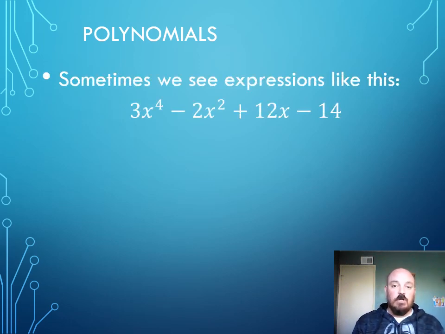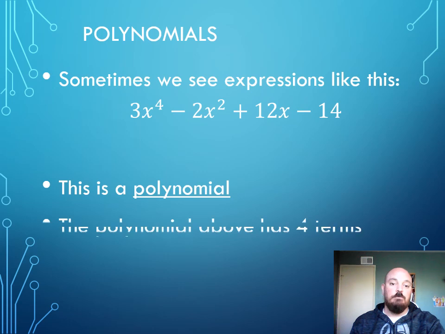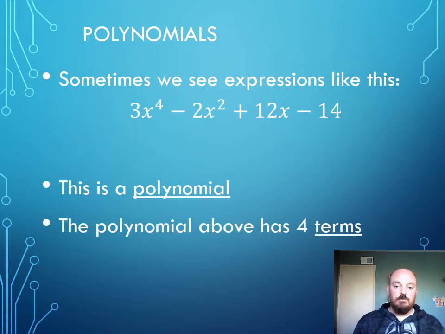So sometimes in problems you see an expression like this, 3x to the fourth minus 2x squared plus 12x minus 14, and that's what we call a polynomial. Now, polynomials are made up of what we call terms. This particular polynomial here has four terms. We have 1, 2, 3, and 4.